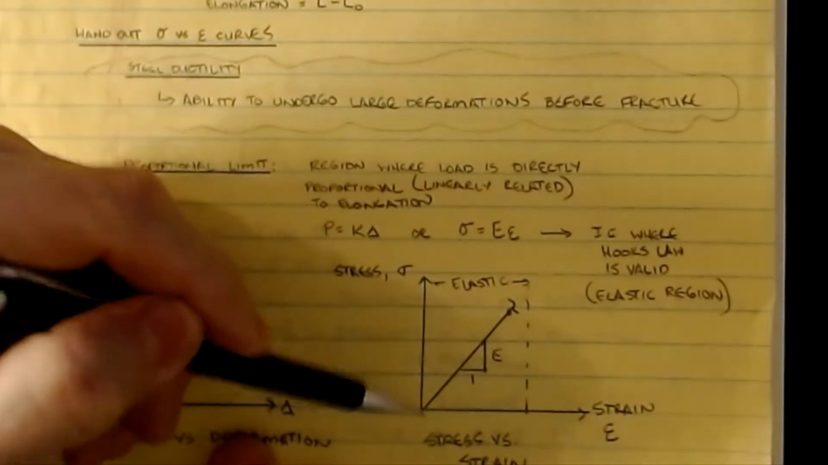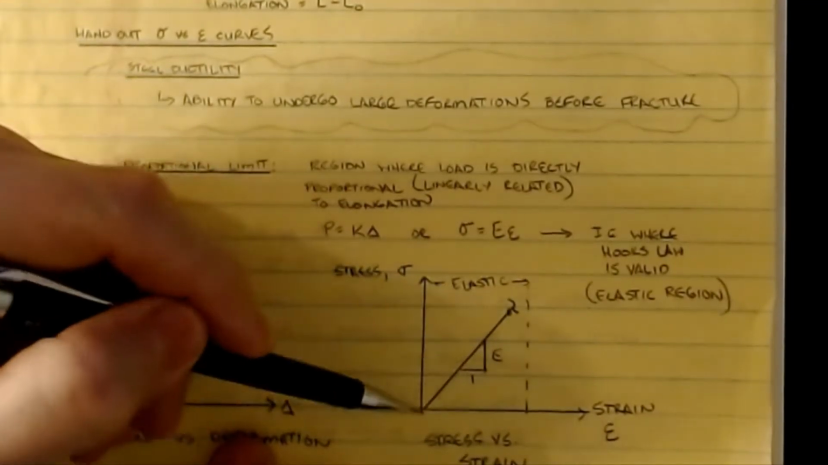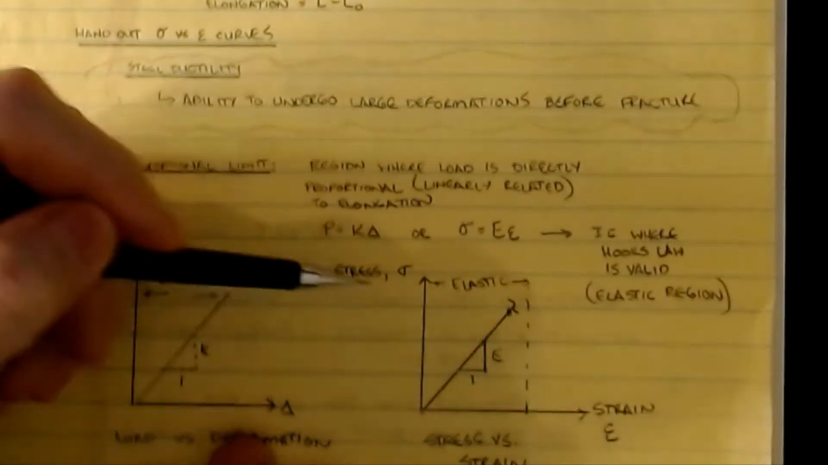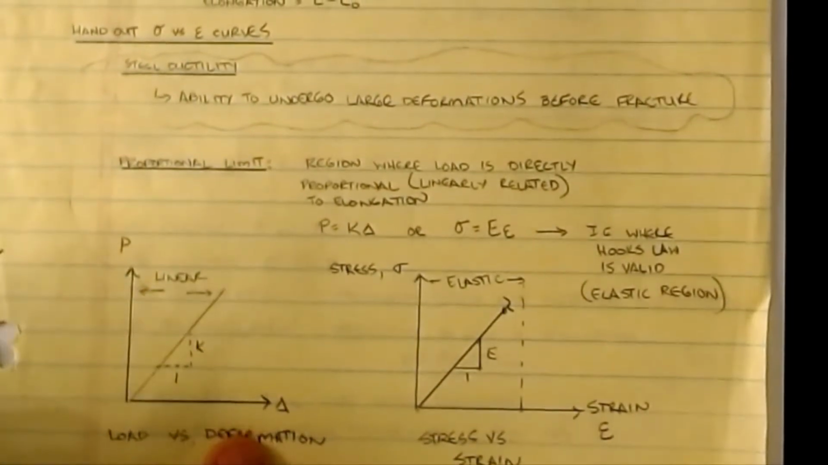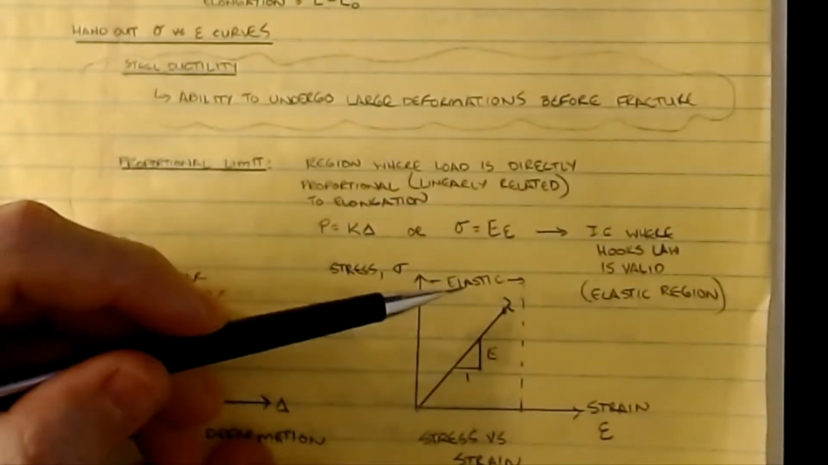But within this region, Hooke's law was valid. That means that the slope of this stress versus strain curve was E, where E is Young's modulus, and that's very important for us as we start to look at it.